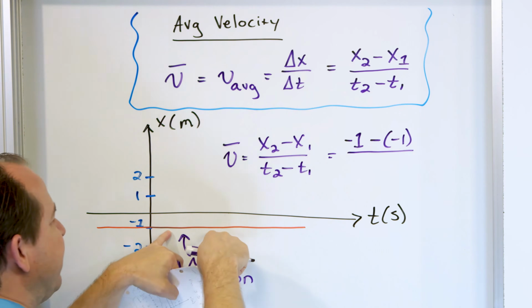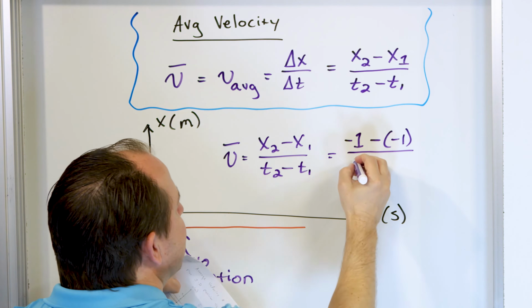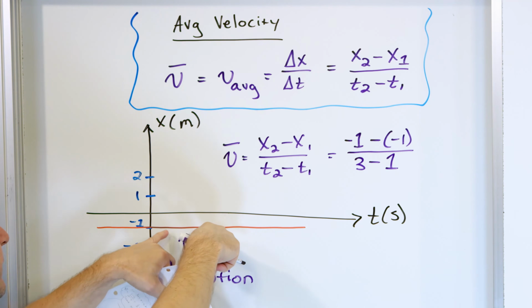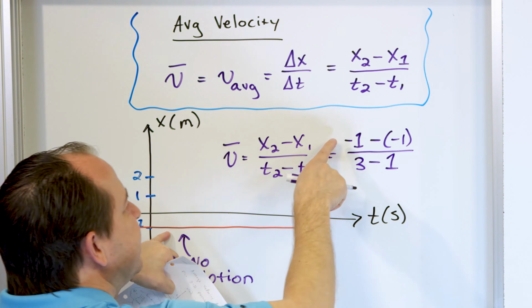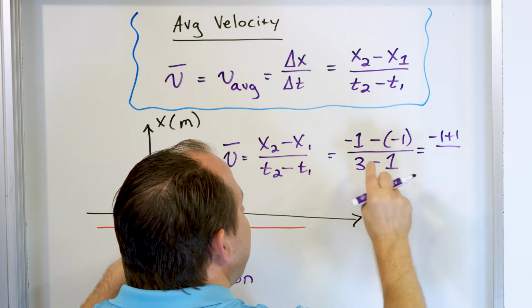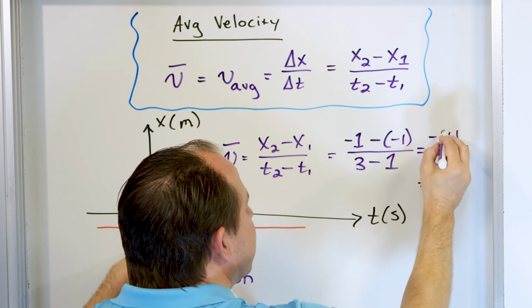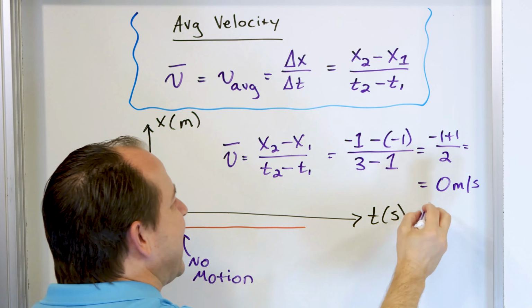Now on the bottom, let's just say that this was like 3 seconds here and this is like 1 second here. It doesn't really matter. t2 could be 3 and 1 second would be the initial. So initial and final, right? Between these 2 points in time, the thing did not move. What do we get on the top? We get -1 plus 1, and on the bottom we get 2. We get a 0 on the top and a 2 on the bottom, so 0 meters per second. And this is exactly what we expect.